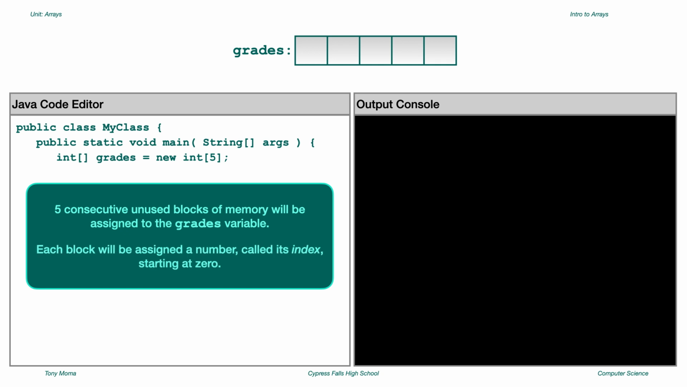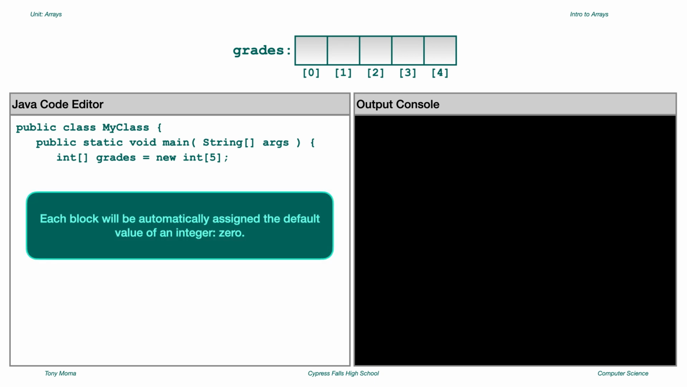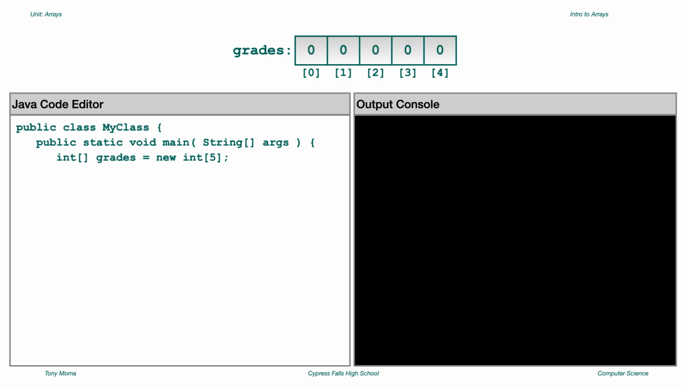Each block will be assigned a number called its index, starting at 0. So the first block will have index 0, the second block index 1, the third block index 2, and so forth. The most important thing to remember is that the first block always has index 0. Then each block will be automatically assigned the default value of an integer, 0.